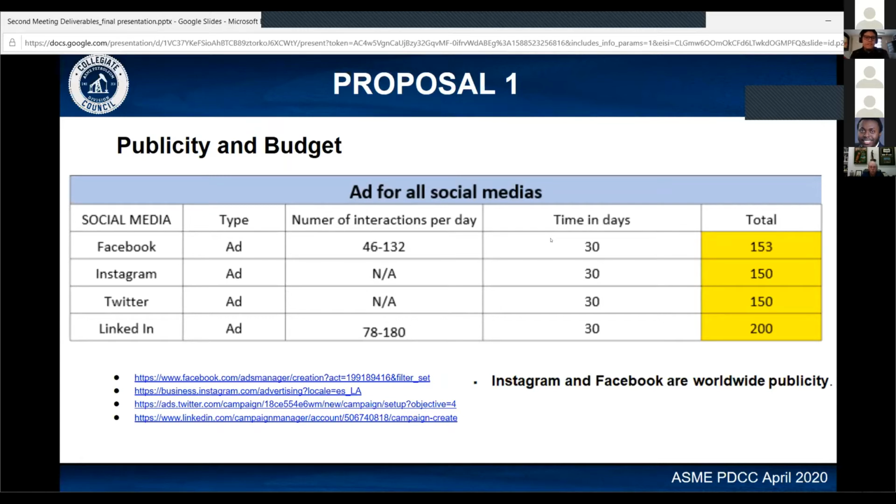So the quantities I put in this chart are not mandatory, okay? You can change them, but it can affect the number of people reached and the number of interactions. You can choose whatever number you want. So in this proposal, Instagram and Facebook are worldwide publicity. Next slide, please.